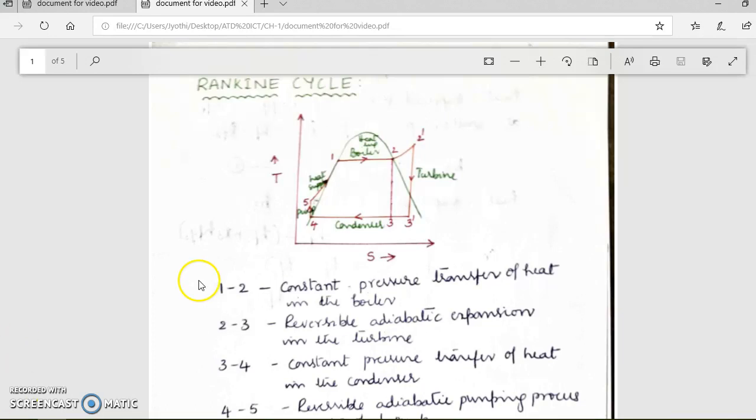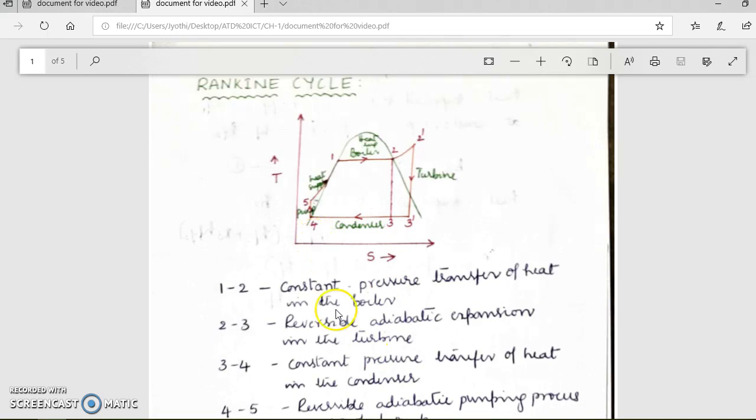Here we can see the TS diagram, where we can explain that process 1 to 2 is the constant pressure heat transfer in the boiler. Here there are 2 points: if saturated steam is leaving the boiler, then we can represent point 2 on the saturation line. If superheated steam is leaving the boiler, then we can signify the point as 2 dash. In this case, we are assuming that saturated steam is coming from the boiler in order to evaluate the efficiency of the cycle. Process 2 to 3 is a reversible adiabatic expansion in the turbine.